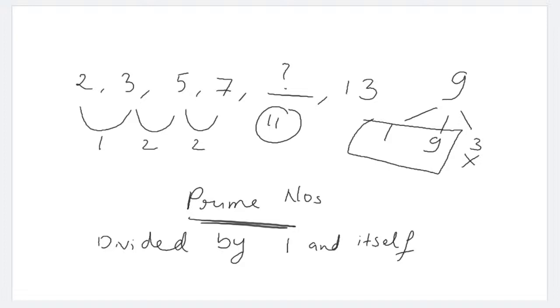Now you should be thorough with the prime numbers from 2 to 100. If I say 87 is a prime number, yes or no, you should be able to tell yes, it is a prime number, or no, it is not a prime number. So 1 to 100, you should be able to know the prime numbers. Now, we'll come back to the questions.